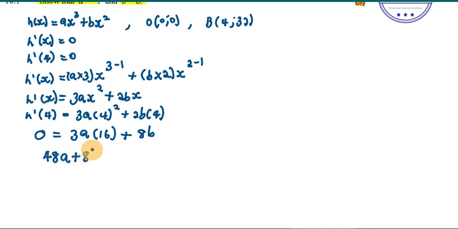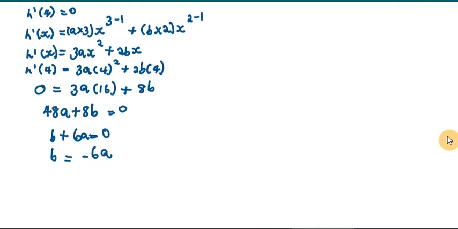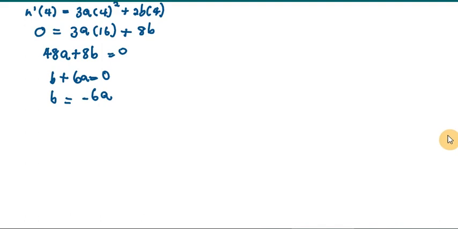plus 8b, which is equal to 0, meaning I can divide throughout by 8, and I'll be left with b plus, if I divide 48 by 8, I get 6a, which is equal to 0. Add 6a. So b is equal to minus 6a. Okay? That is equation number 1. Let me call this one equation number 1.